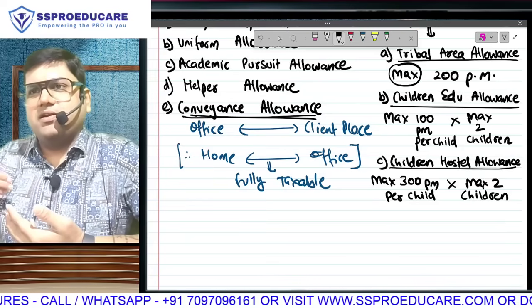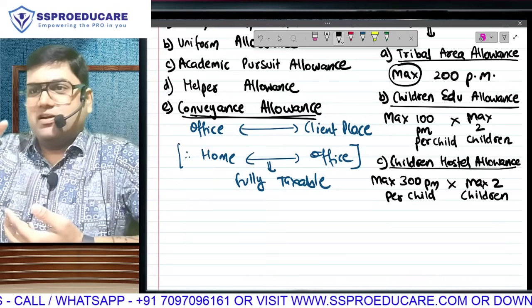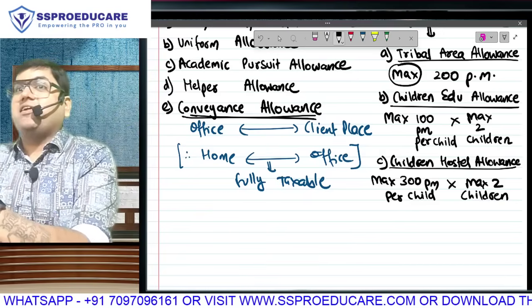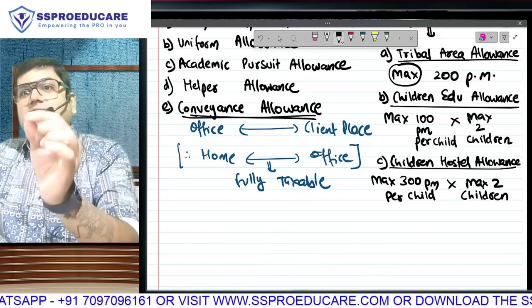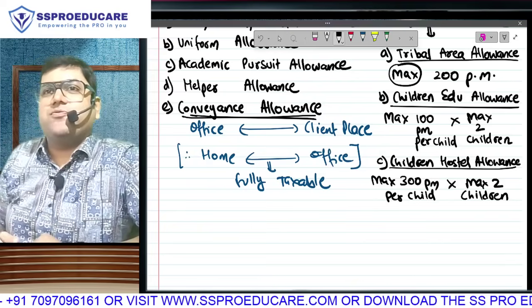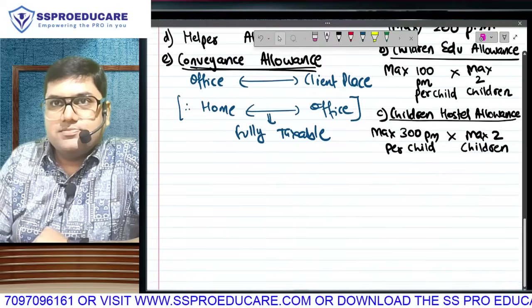Correct? Everything else is same. 100 has become 300. All other explanation is the same, actual or 300, whichever is lower. If there is any change, supposing earlier you are getting 200, later it becomes 500. So in the 200 month you take exemption of 200, and in the 500 month you take exemption of 300. Everything else is same.